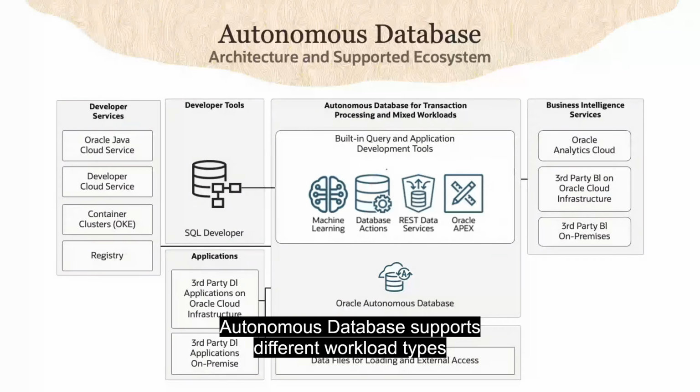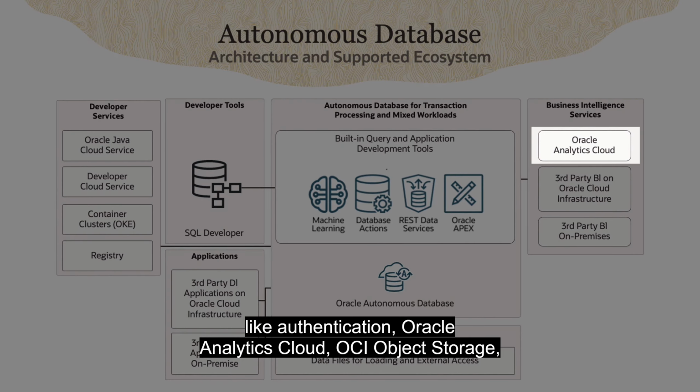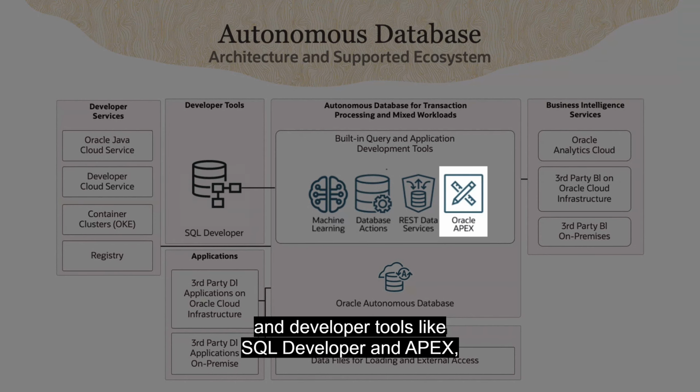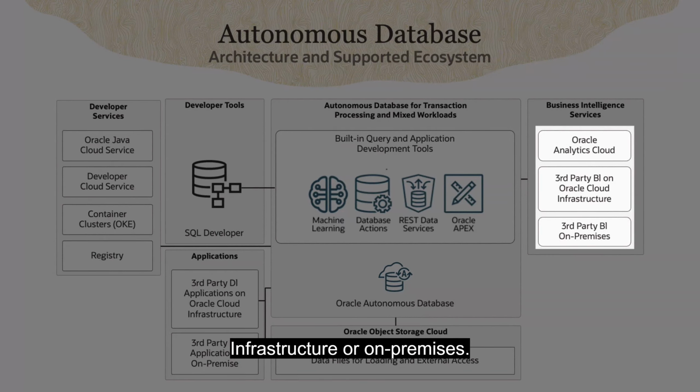Autonomous Database supports different workload types and has a broader support ecosystem. It is integrated with the majority of Oracle Cloud Infrastructure services like Data Integration, Oracle Analytics Cloud, OCI Object Storage, and developer tools like SQL Developer and APEX, Oracle Developer Cloud Service, and other third-party data integration tools, BI tools, and applications in Oracle Cloud Infrastructure or on-premises.